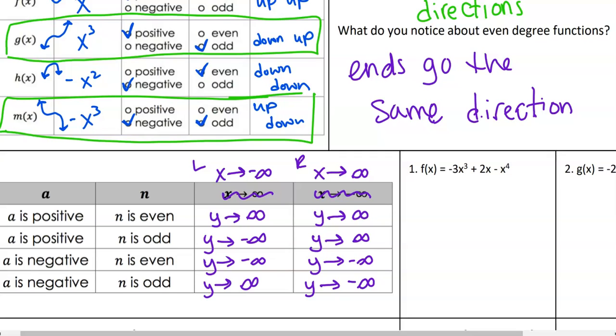All right, so do we see a pattern about the whole positive, negative thing by any chance? What do you see? What do you think?